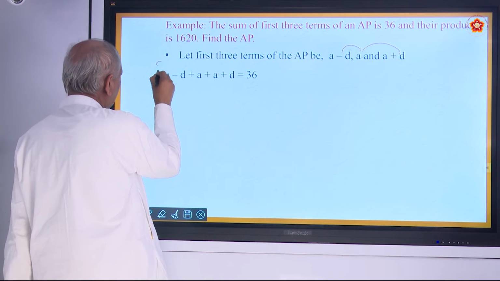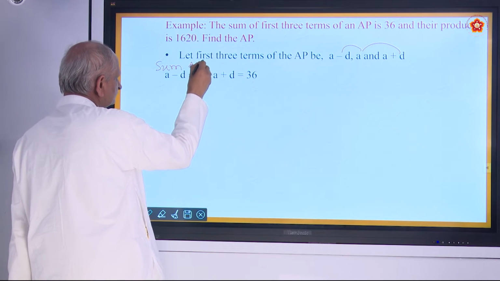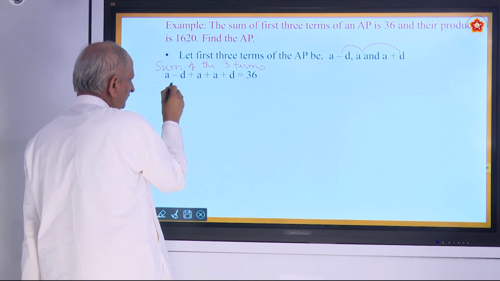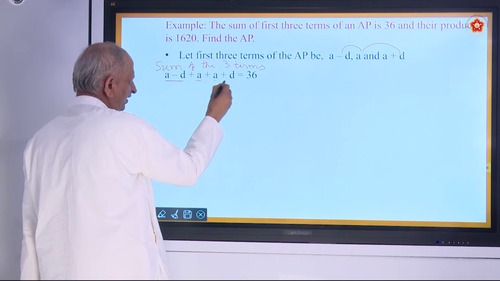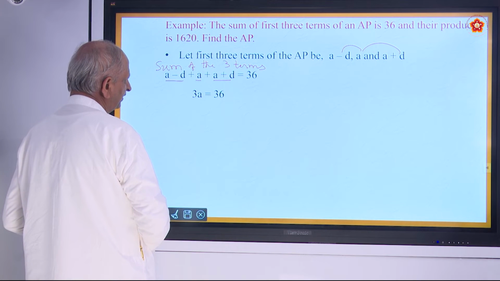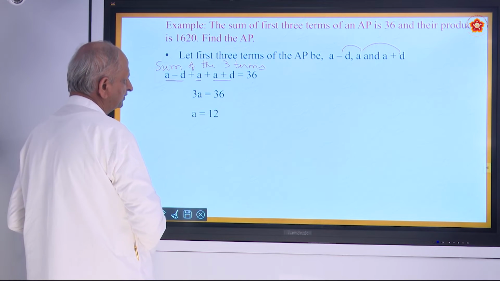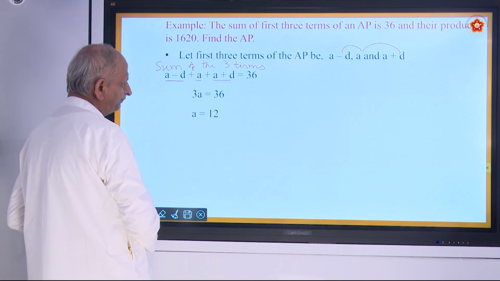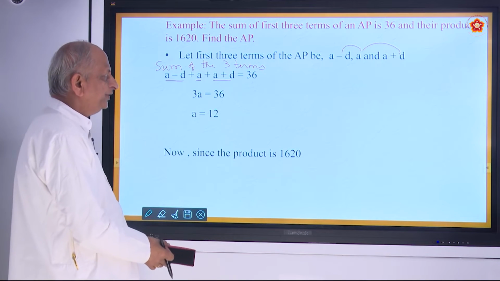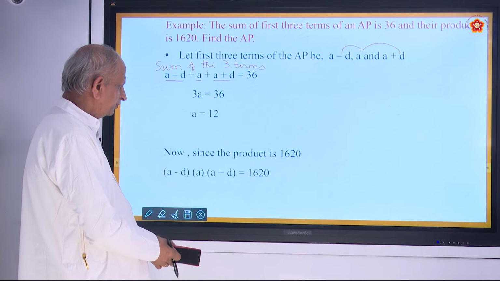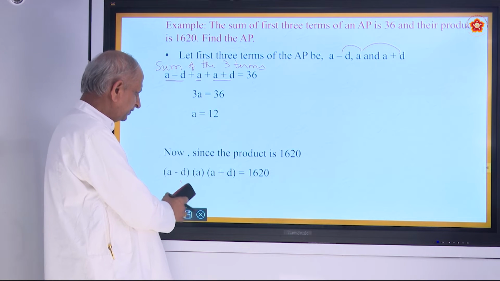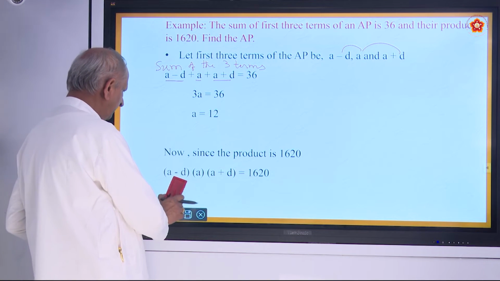So the sum of the 3 terms: first one is A minus D, second is A, third is A plus D. How much do you get? So you get 3A. 3A is equal to 36, or A is equal to 36 by 3. Now the product is given to be 1620. So you must get the product now. First number is A minus D, second is A, third is A plus D.